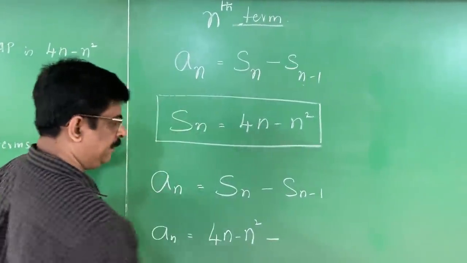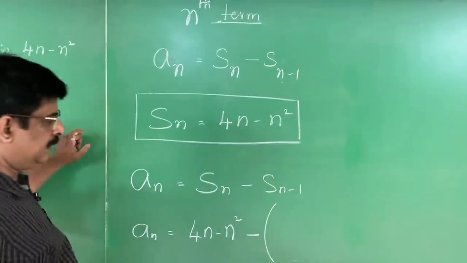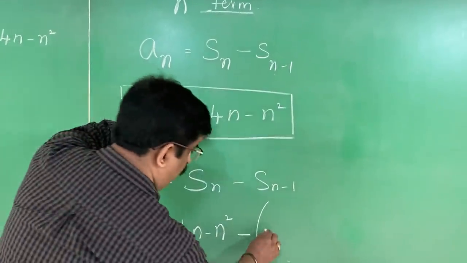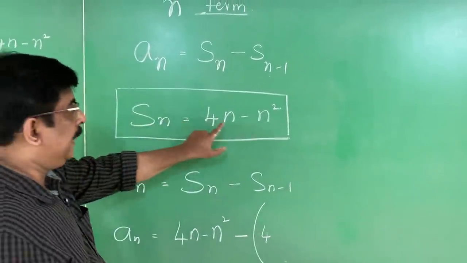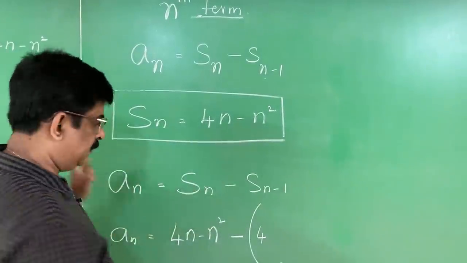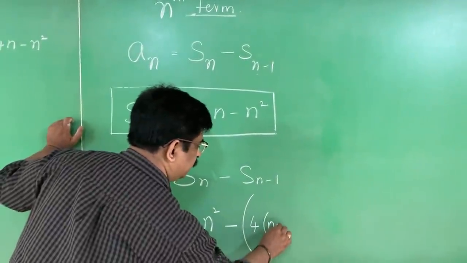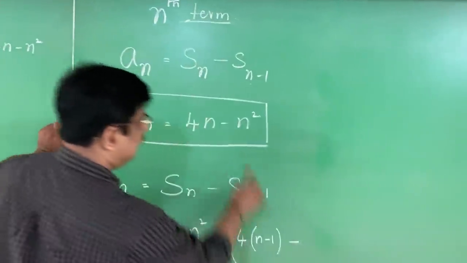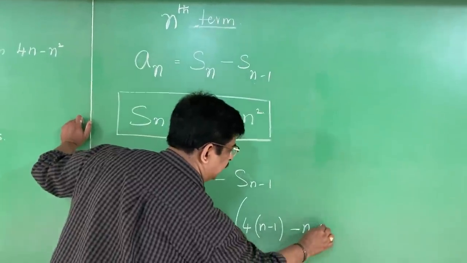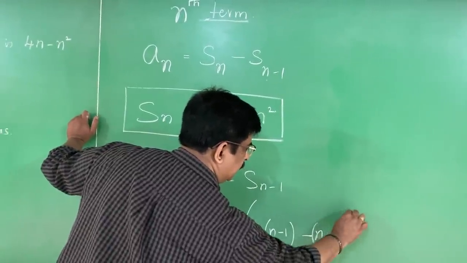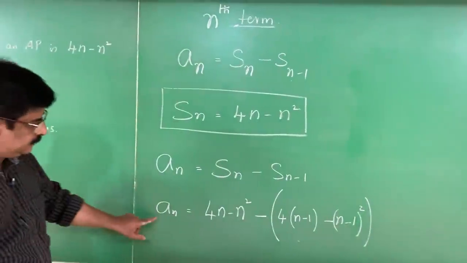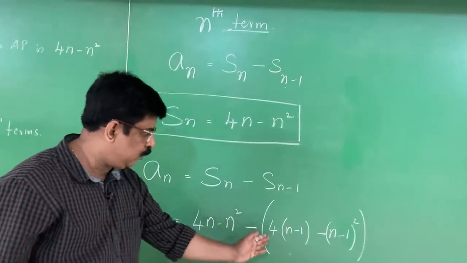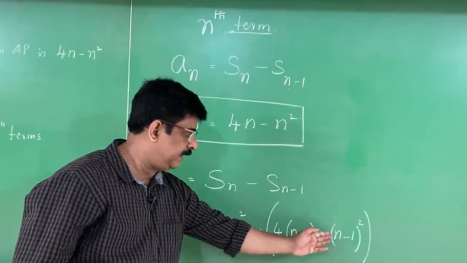Minus, I put a bracket here. Now what is this? n minus 1. Therefore, in the place of n, I should write n minus 1: 4 of n minus 1 minus n minus 1 whole square. This is my equation. an is equal to 4n minus n square minus of 4 of n minus 1 minus n minus 1 whole square.